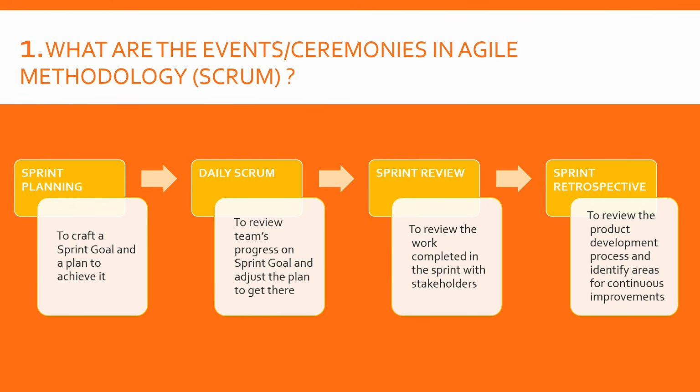Question 1. What are the events or ceremonies in Agile methodology? So there are four key events, and we're going to cover those in detail in the upcoming slides. But I'm just going to provide an overview of these four events in this particular question. So we have sprint planning, which happens at the beginning of the sprint, and then we have the daily scrum, which happens daily during the duration of the sprint. And then we have sprint review and sprint retrospective towards the end of the sprint. So we're going to cover all of these events in detail. So stay tuned.